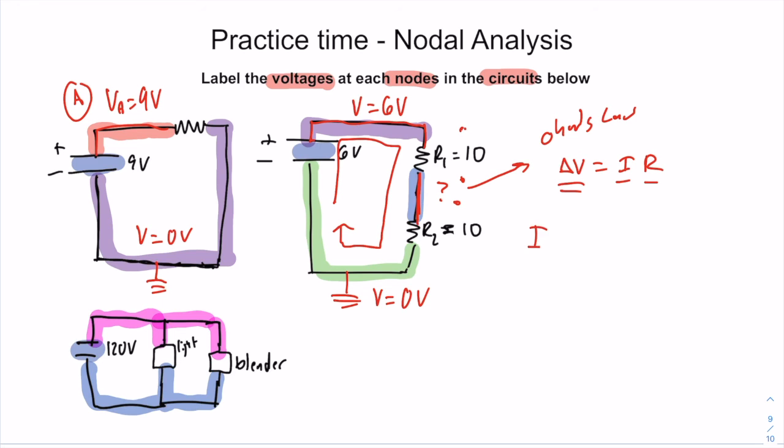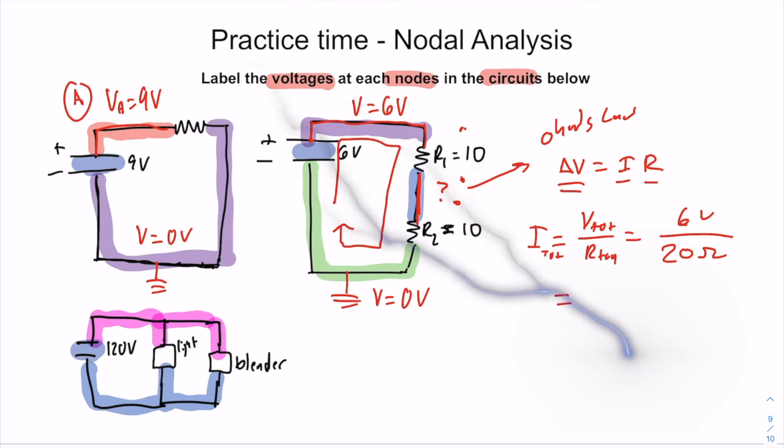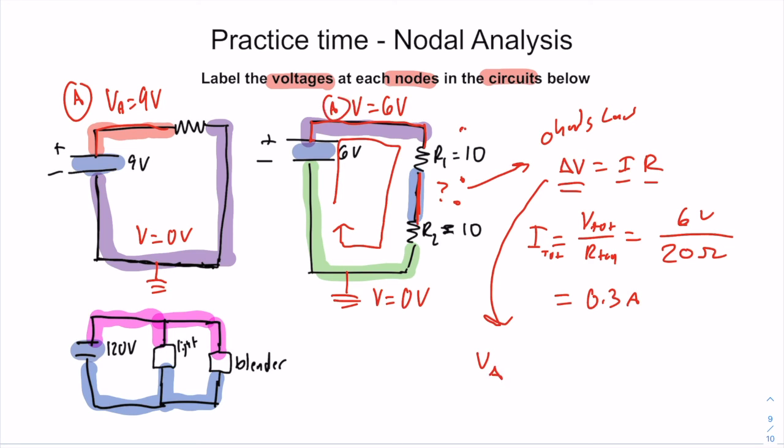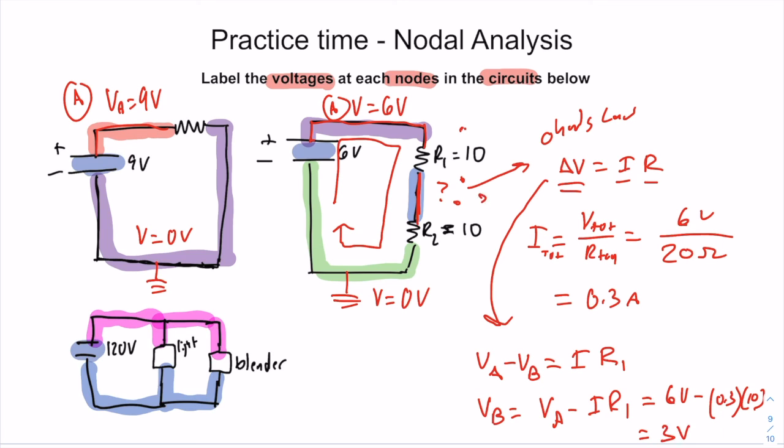Okay, so our overall current is going to be equal to the total voltage divided by the total resistance, which in this case is 20 ohms, and our total voltage is 6. So we have 6 divided by 20, which is 0.3 amps. Okay, this equation ends up becoming, we'll call this A, VA minus VB is equal to the current going through the entire thing times the resistance R1. Therefore, VB equals VA minus I times R1, and we get 6 volts minus 0.3 times 10, which is 3 volts overall. So our missing voltage here is 3 volts.